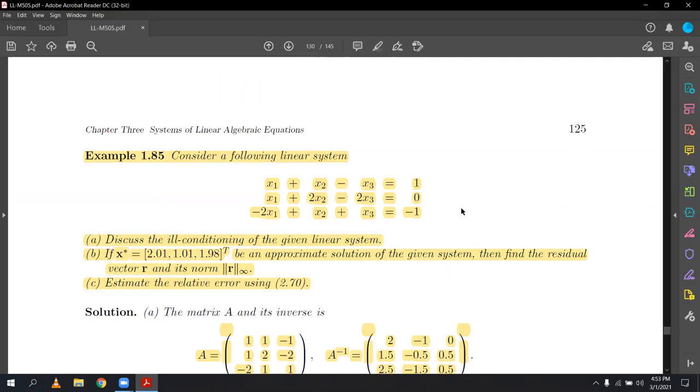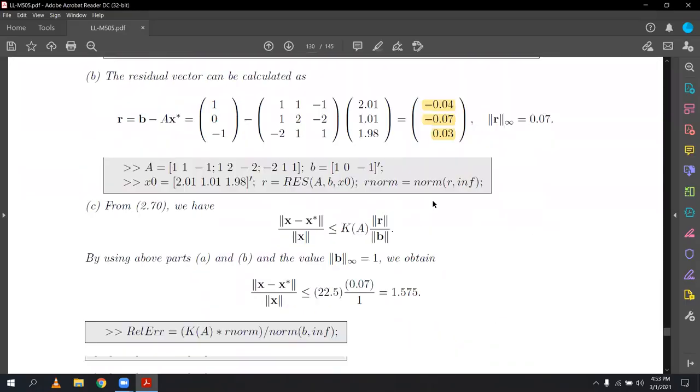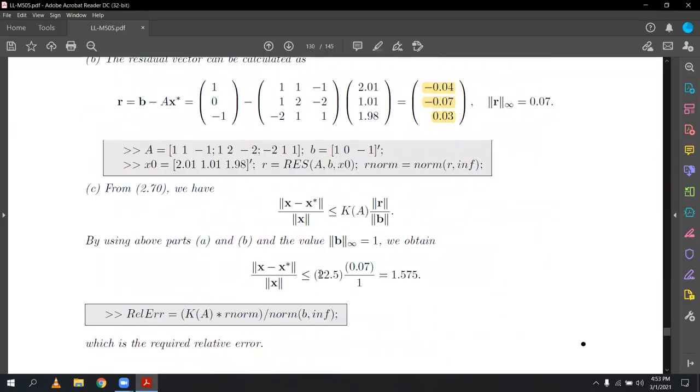What is the B norm? It is 1. So we can have here now, the B norm is 1, and this is your K of A. This is your R, and that is the relative error. And this is a very big error here. Why is this a big error? Because the given system was the ill-conditioned system.